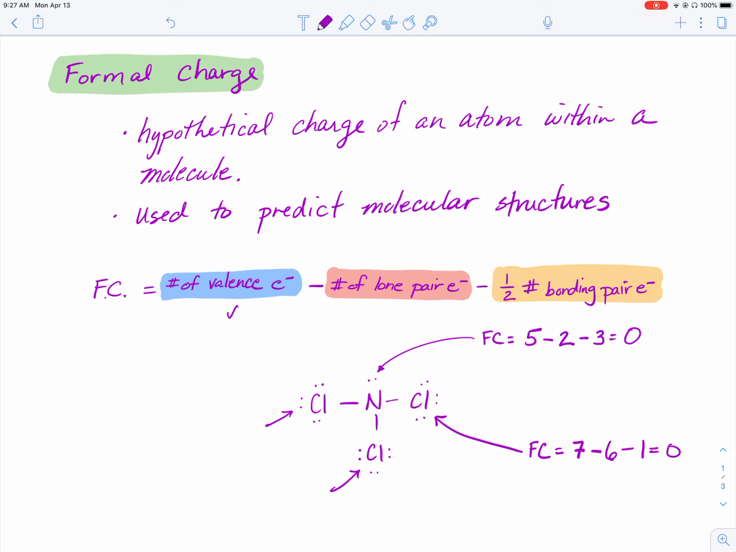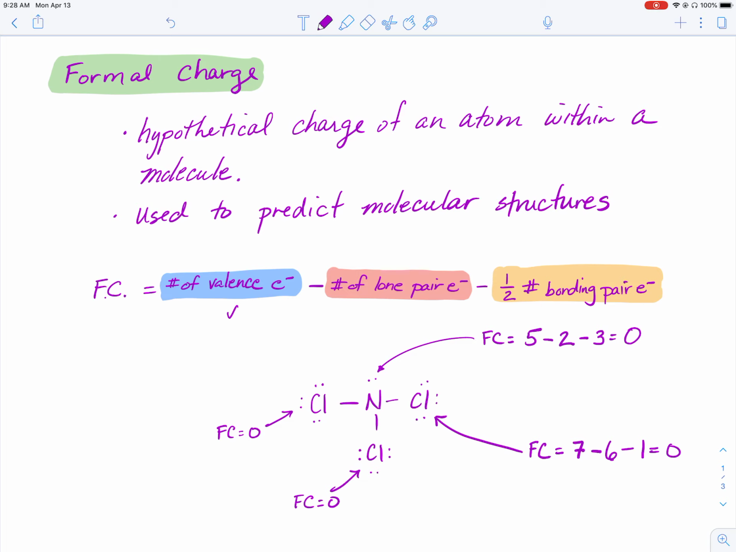And if you go through and calculate the formal charge for the other 2 chlorines, and when you're calculating formal charge, you must do the calculation for each individual atom, even if it's the same type of element, because they could have various different formal charges. You would calculate these, however, to be 0.